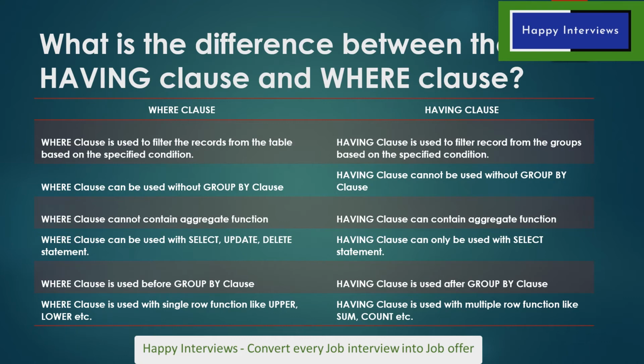Last point is where clause is used with single row functions like upper, lower, and having clause is used with multiple row functions like sum, count. It's the same as aggregate functions. So having clause can use aggregate functions, but where clause can't. So I hope it's very clear.